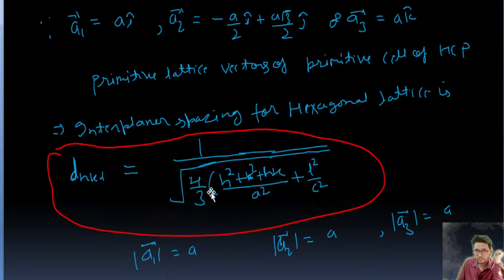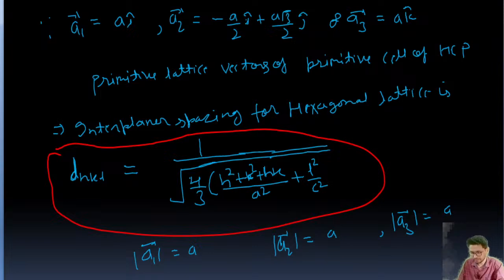Now we have to find these: a1, a2, a3 are given. We found mod of a1 is a, mod of a2 is a, and mod of a3 is a. In the hexagonal structure, I have explained this; I would suggest you watch my condensed matter physics class. In the hexagonal case, a equal to b means a1 equal to a2, and that value is a. We have put that into the formula.